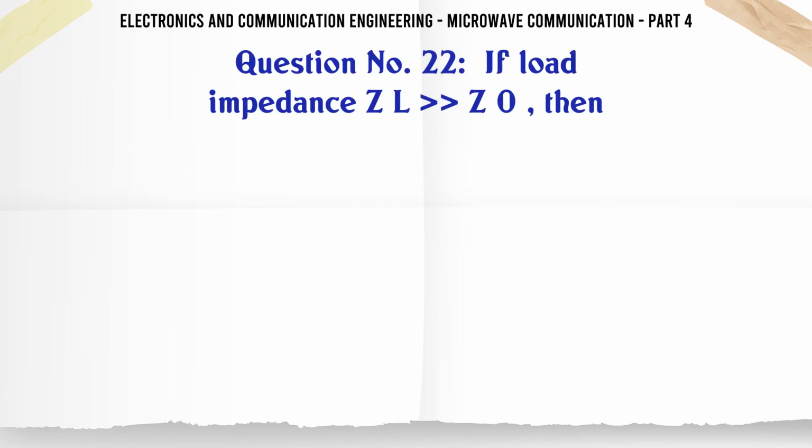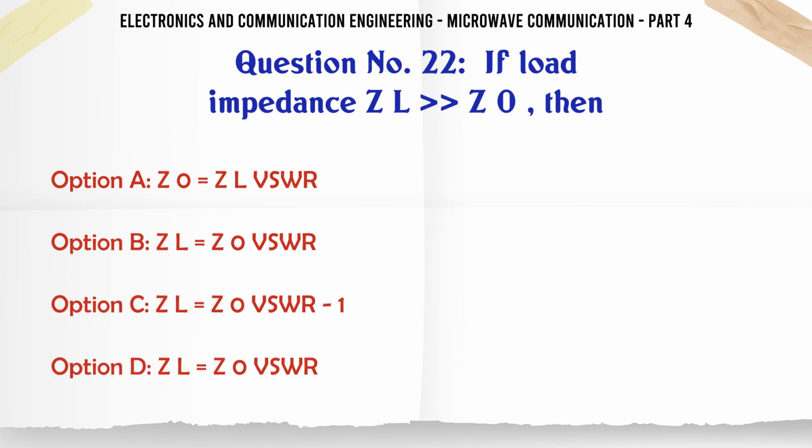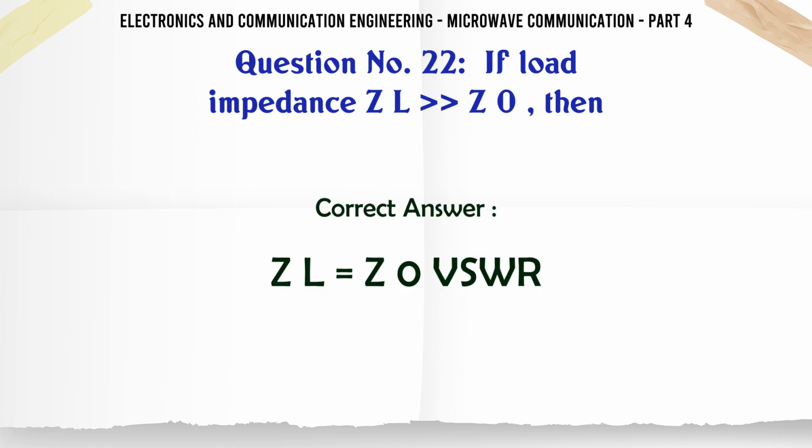If load impedance ZL/Z0, then A. Z0 ZL VSWR, B. ZL Z0 VSWR, C. ZL Z0 VSWR1, D. ZL Z0 VSWR. The correct answer is ZL Z0 VSWR.